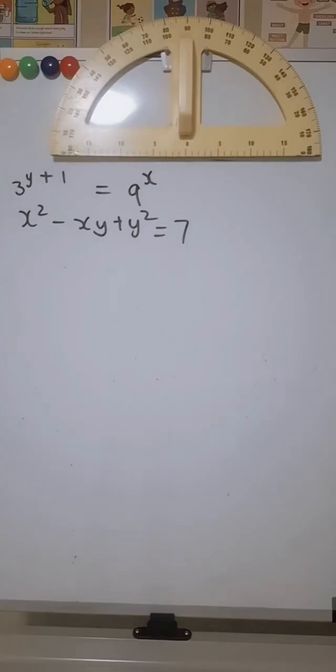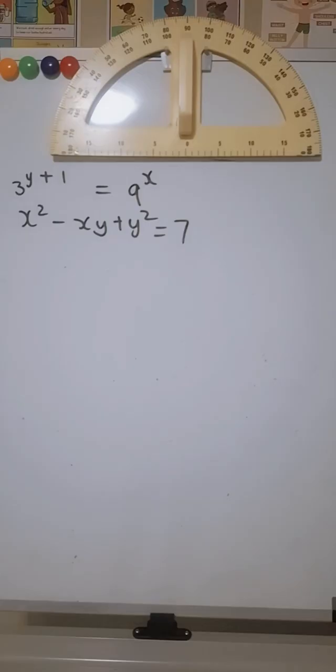Okay, there we go. So there's a question that is simultaneous, but it involves a bit of exponential, it has a bit of an exponential touch if you want. So you have two equations there. 3 to the power y plus 1 is equal to 9 to the power x, and then you have x squared minus xy plus y squared is equal to 7. So you have to solve those two equations simultaneously, right?